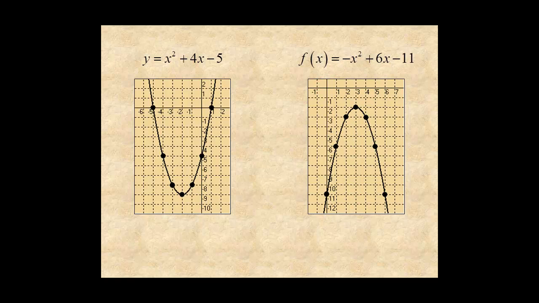So if the leading term of the quadratic function is positive, the graph opens up. If the leading term is negative, the graph opens down.